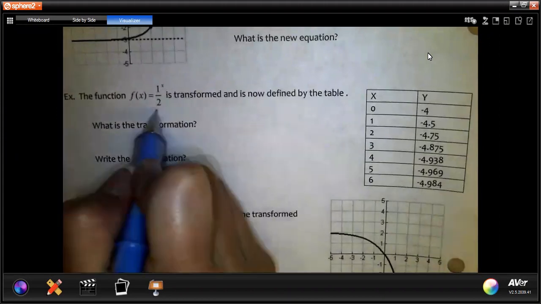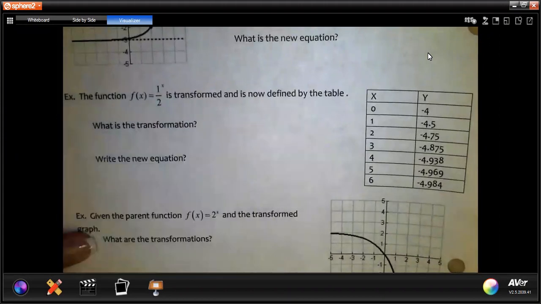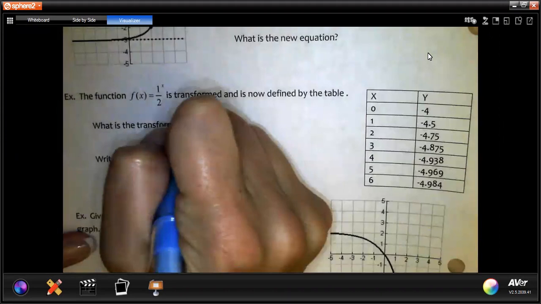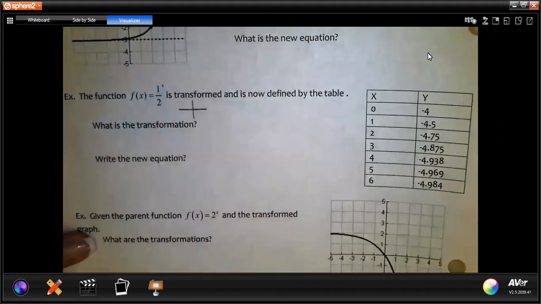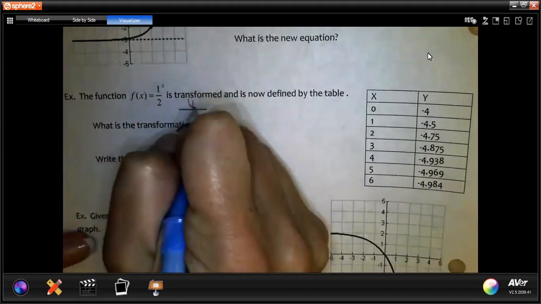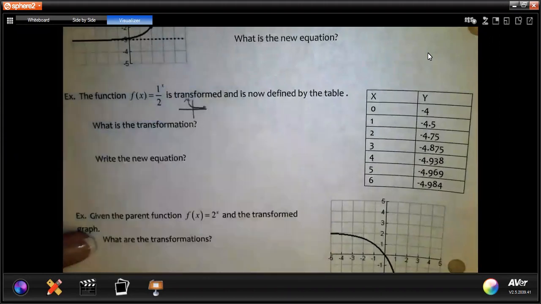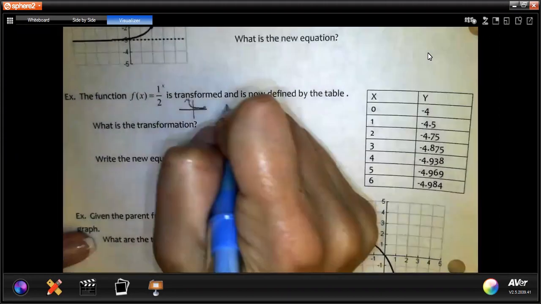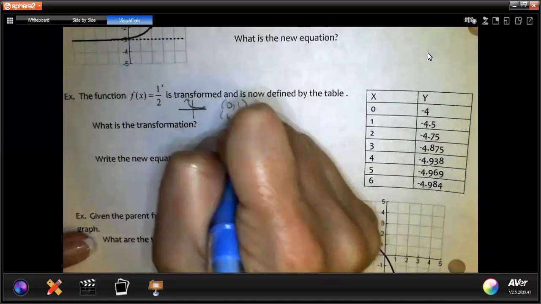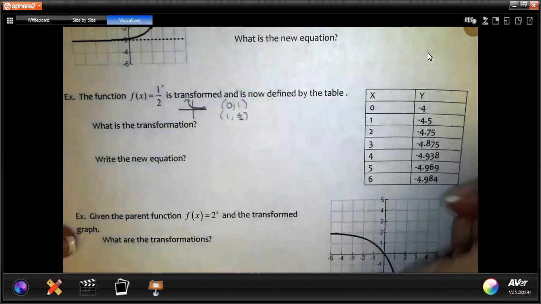You want to think about this parent function, y equals 1/2 to the x. I like to sketch a picture just so I can keep things in mind. This is a decay function, so I know it's going to be decreasing and it goes towards my x-axis like this. I know its key points are (0, 1) and (1, 1/2). Those are the two big points that we want to look at.